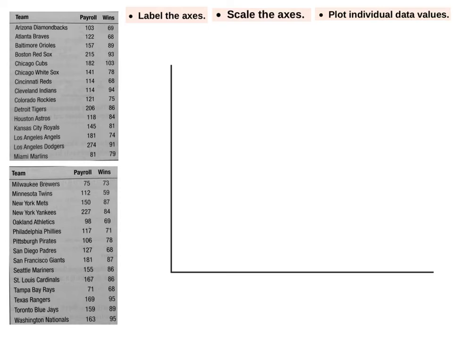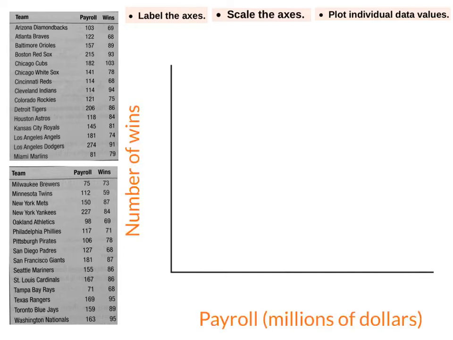So remember the three key steps here. Label the axes, so I have our axes drawn, scale the axes, and then we're going to plot our individual points. So let's label these things. Our explanatory variable is going to be payroll in millions of dollars, and our response variable up here is going to be number of wins.